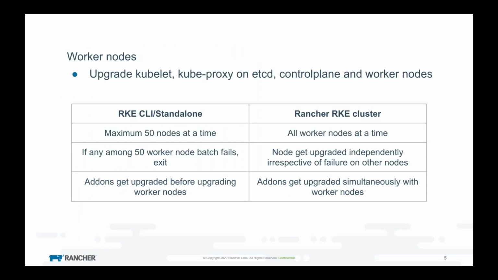For the worker nodes, we upgrade kubelet and kubeproxy on all three node types: etcd, control plane, and worker. This flow is a little different for a Rancher provisioned RKE cluster versus a standalone RKE CLI cluster. For an RKE CLI cluster, at the most 50 worker nodes would get upgraded at a time, whereas for a Rancher cluster, all worker nodes get upgraded. And for a standalone CLI cluster, add-ons get upgraded only after the worker nodes upgrade is finished, whereas for a Rancher RKE cluster, it happens simultaneously.